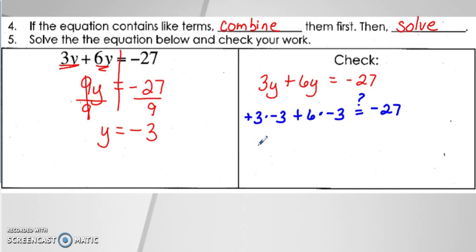Positive times negative is negative. 3 times 3 is 9. Bring the plus sign down. A positive times a negative is negative. 6 times 3 is 18. Same sign, I keep the sign, and I add my two numbers together. I did get the correct answer.